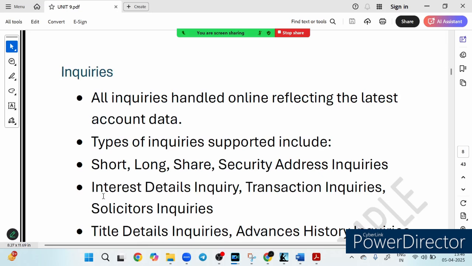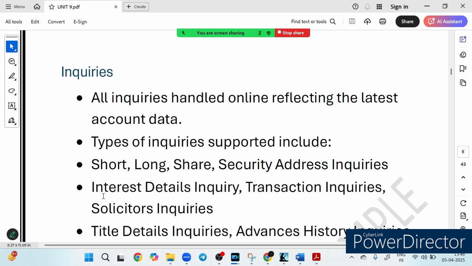Now friends, let's discuss inquiries. Friends, ever wondered what happens behind the scenes when you walk into a bank and ask, can I get my interest statement? And what is my loan history? Let me show you how a bank core system handles all your questions instantly, accurately, and in real time.